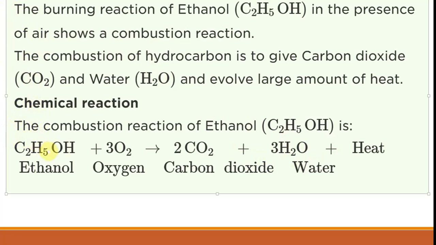Right? So you have to write the equation: ethanol plus oxygen gives carbon dioxide plus water plus heat. So this is what happens when ethanol is burned. This is a combustion reaction.